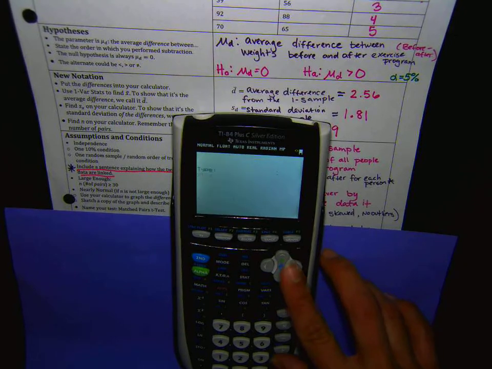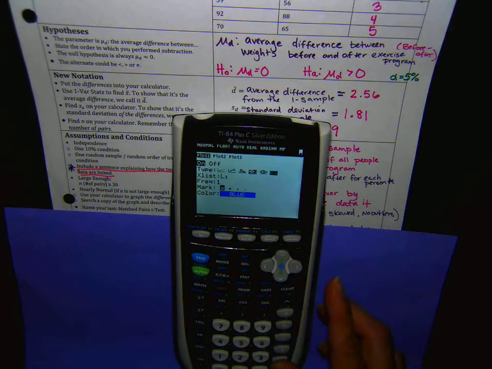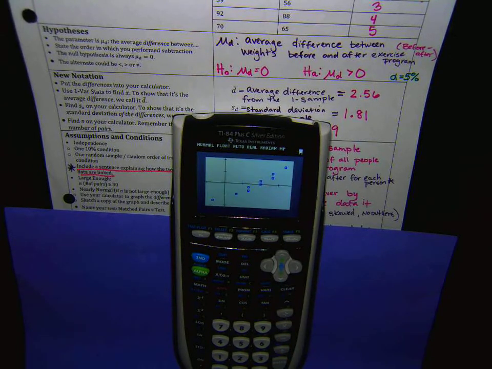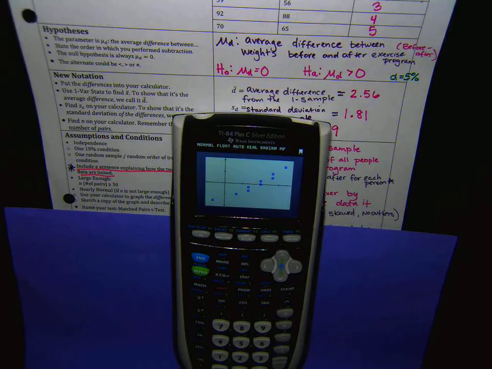We can check the normal probability plot, which is the very last one right here. We're going to zoom 9. And this should be fairly linear. And overall, I can see that this data is fairly linear. Nothing's really deviating from that linear path.